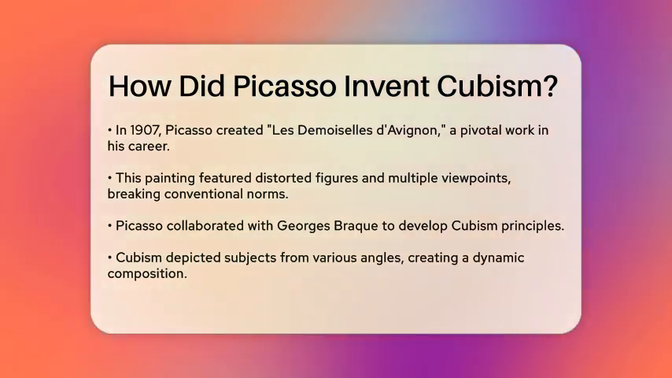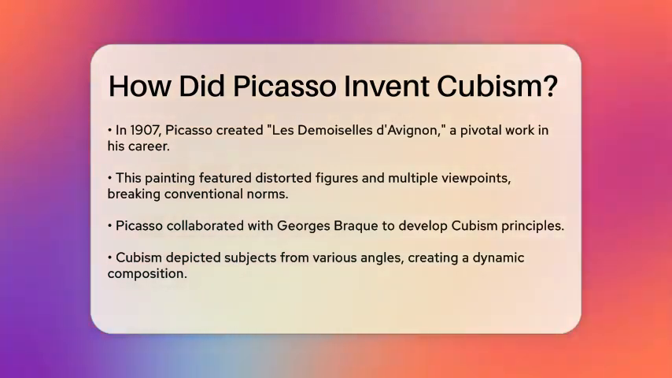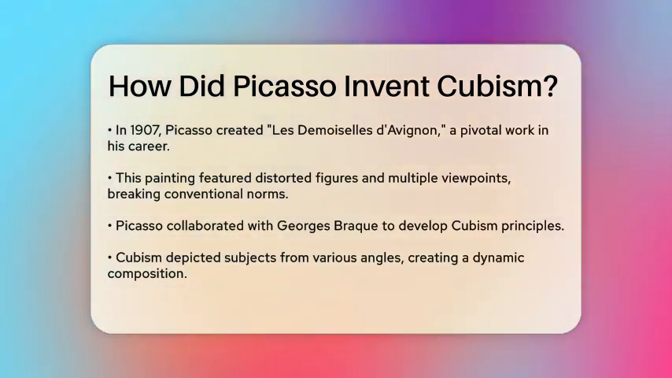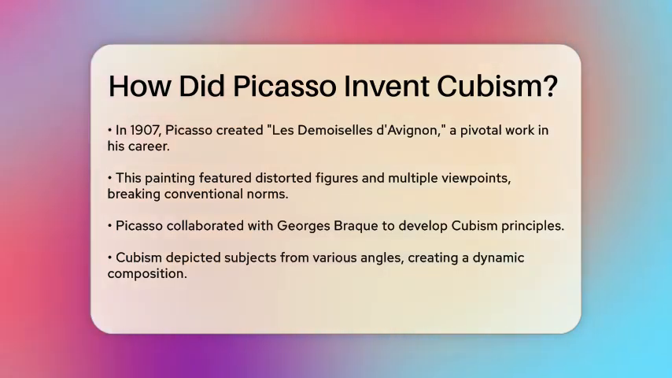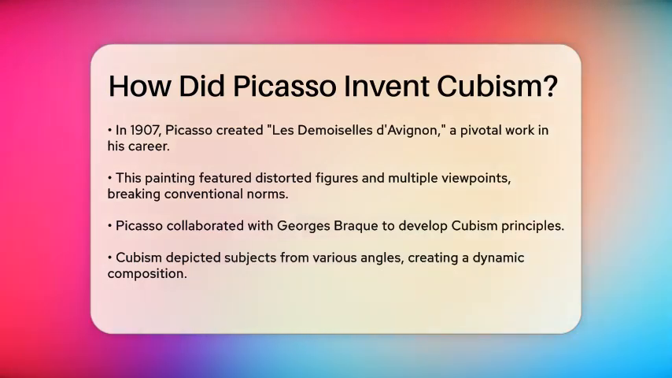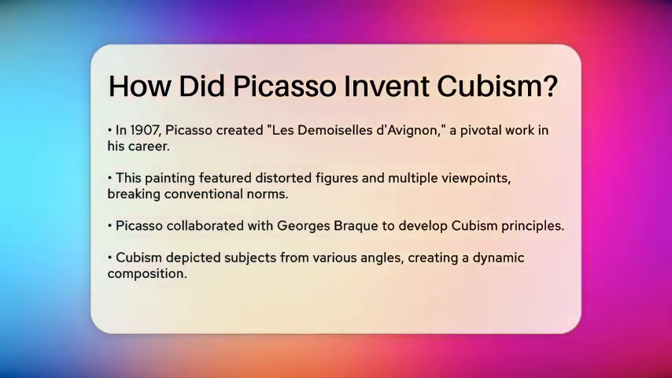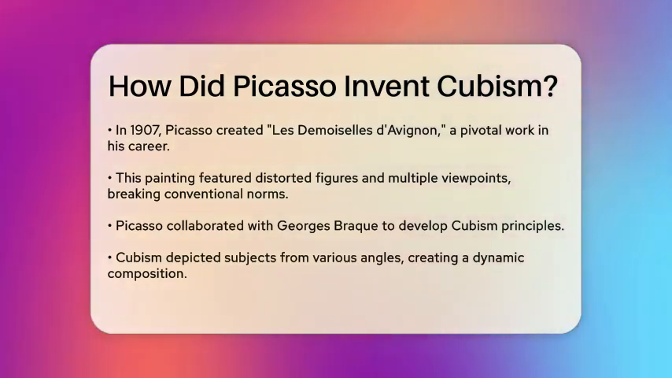In 1907, Picasso created a painting titled Les Demoiselles d'Avignon, which marked a turning point in his work. This piece featured distorted figures and multiple viewpoints, breaking away from the conventional representation of the human form. The painting's radical style shocked viewers and signaled the beginning of a new movement.